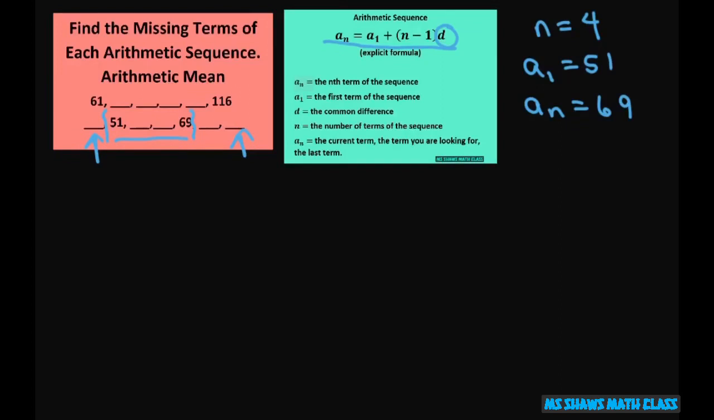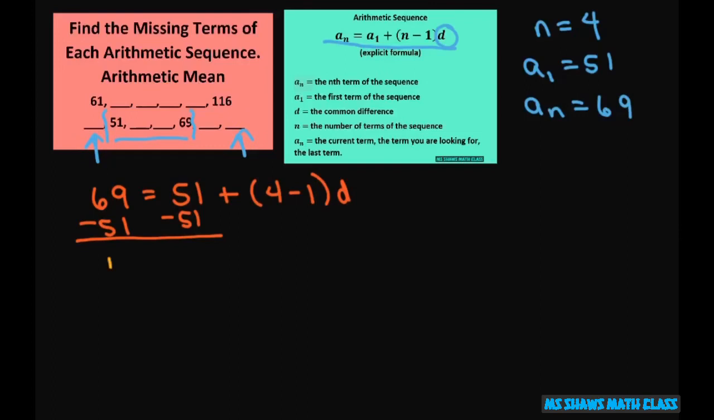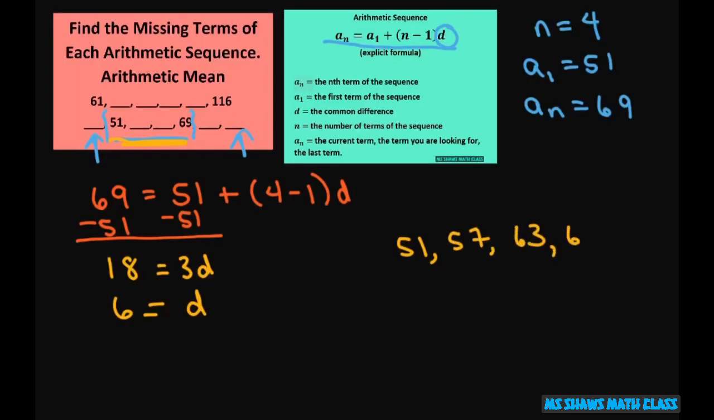Now, let's find d. So we have 69 equals 51 plus (4 minus 1) times d. Subtract 51 from both sides, and that's going to give you 18 equals 3d. So divide both sides by 3, and your common difference is 6. So just looking at that, all we have to do is keep adding 6. So we have 51 plus 6 is 57, plus 6 is 63, plus 6 is 69.